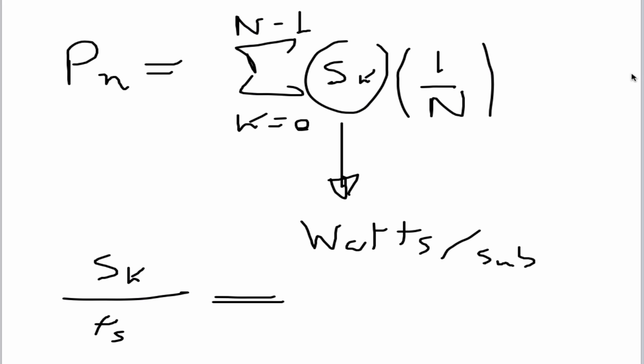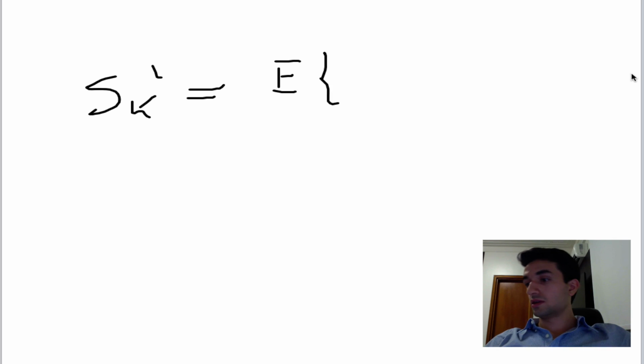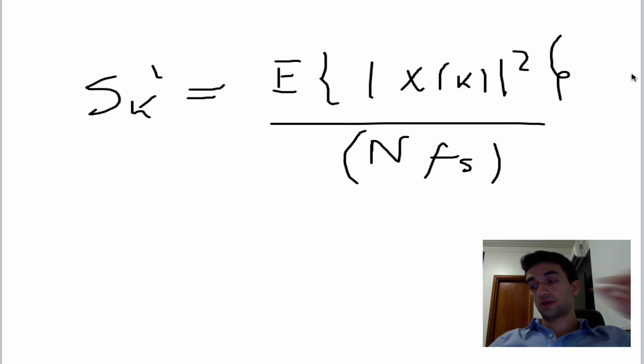So this is the final estimator we want. We want to have this PSD estimator, the average, just for completeness, the expected value of the absolute value of the FFT squared divided by N times the sampling frequency. Okay, so let's do that now in MATLAB.